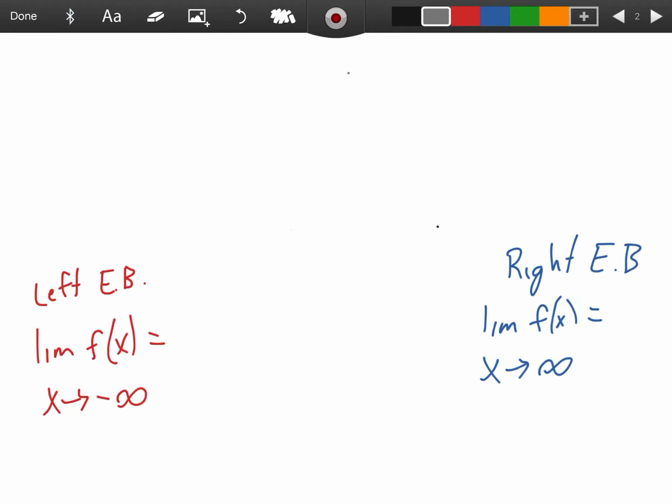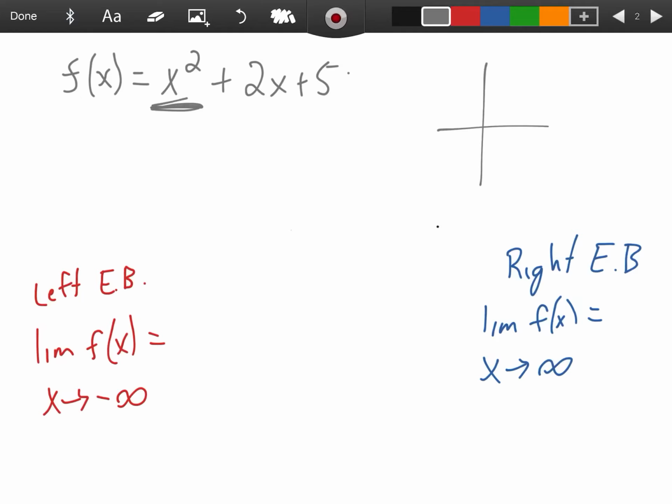All right, so let's say that we have f of x is equal to x squared, and there could be anything after it. All we really care about is the leading term. So the leading term is the term with the highest degree or the highest exponent. So all we really care about here is the x squared. We know that x squared, well, that's a parabola. And when that x squared is positive, it points up.